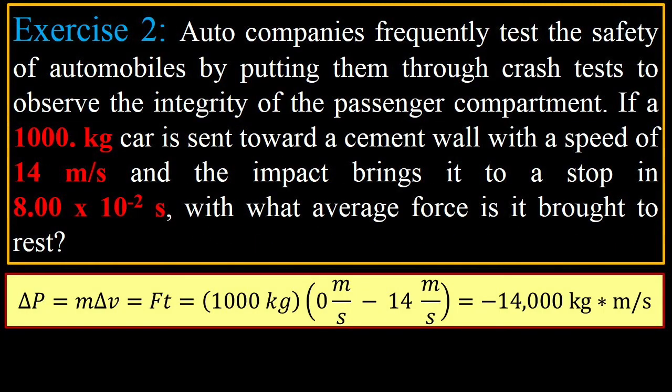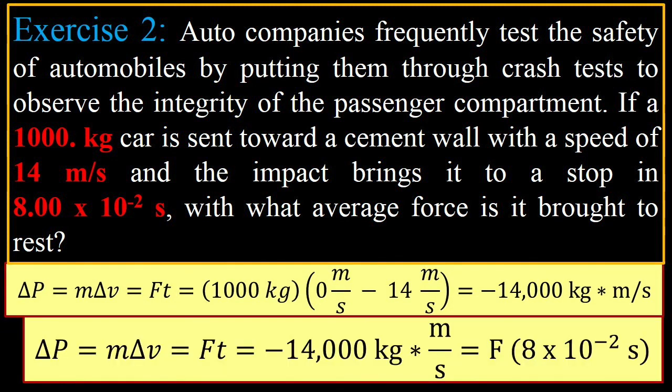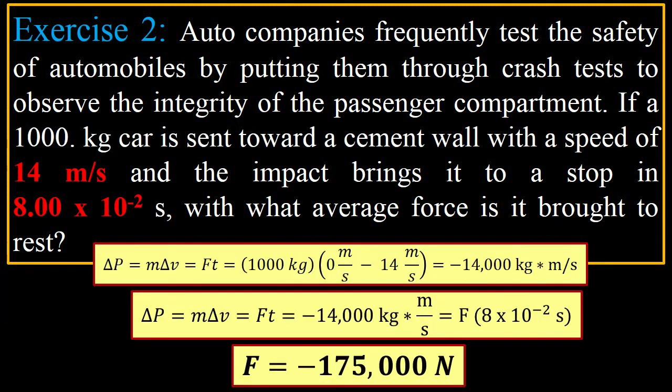Notice it's stopping. So it's going to be final minus initial velocity, 0 minus 14, multiplied through by the mass, negative 14,000 kilogram meters per second. So that's going to be the change in momentum. Now, if I did it in 8 times 10 to the negative 2 seconds, you divide through, and you would get negative 175,000 newtons. So that would be the force delivered as a result of that stopping so quickly.